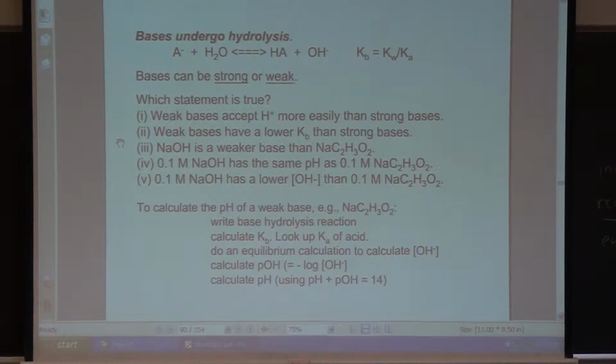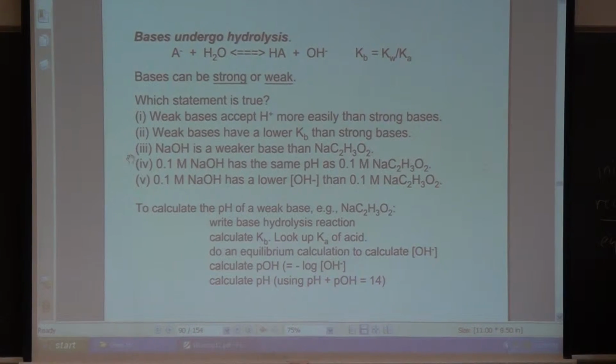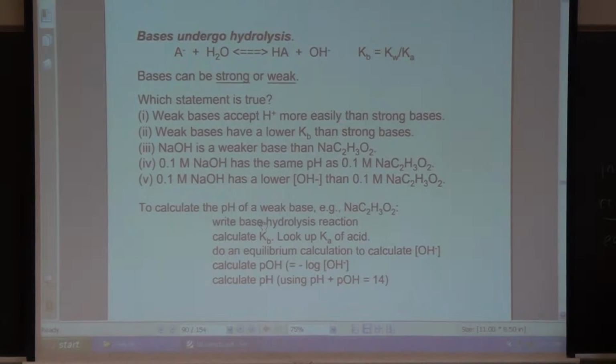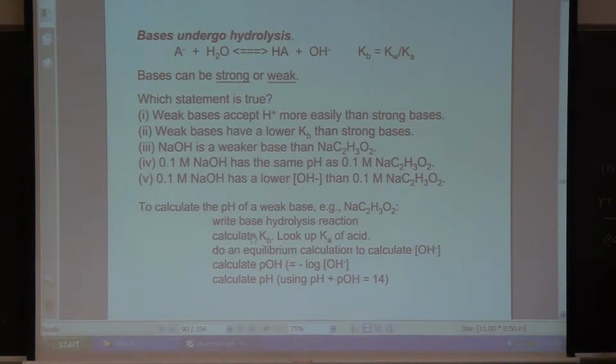Okay. Then we also did this on Tuesday. To calculate the pH of a weak base, we write that base hydrolysis reaction, look up Kb, or recalculate Kb based on Ka. We can do another equilibrium calculation to calculate the OH minus concentration. Once we know the OH minus concentration, we calculate pOH. Then once we know pOH, we calculate pH.